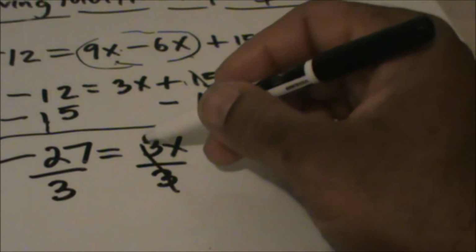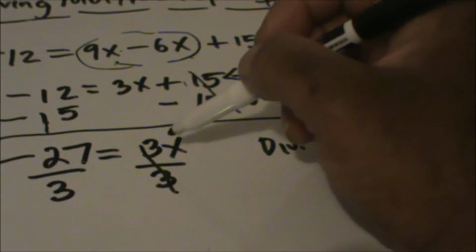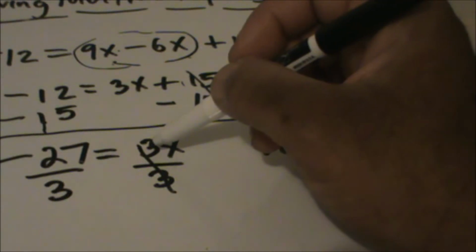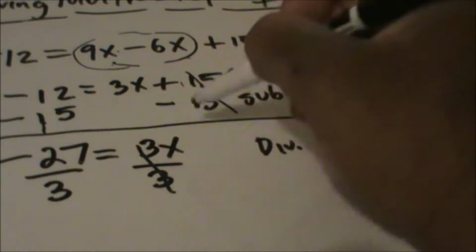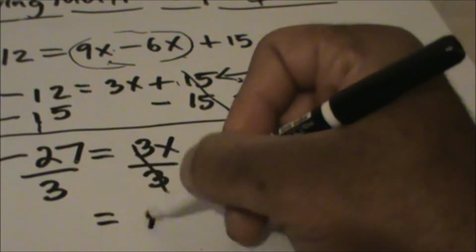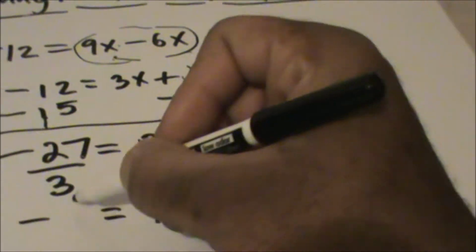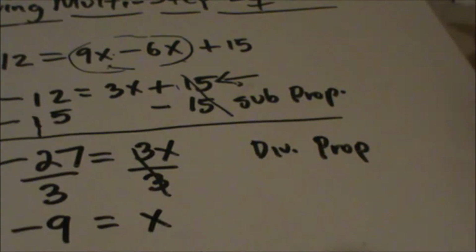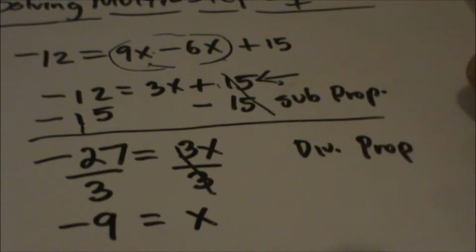Notice that I use a positive 3. You use the same sign of the number when you're dividing. Alright, use the same sign. So we divide by positive 3 on both sides, and your answer is x equals negative 9. I hope you can see that clearly.